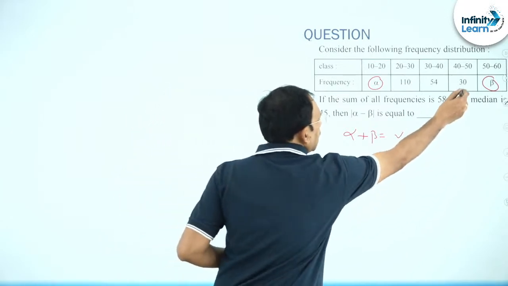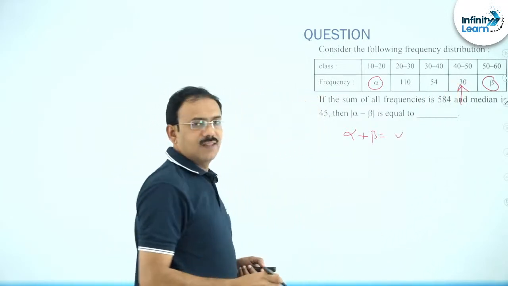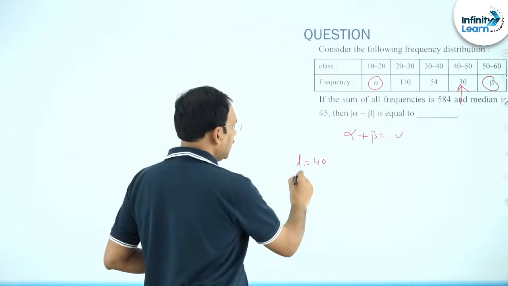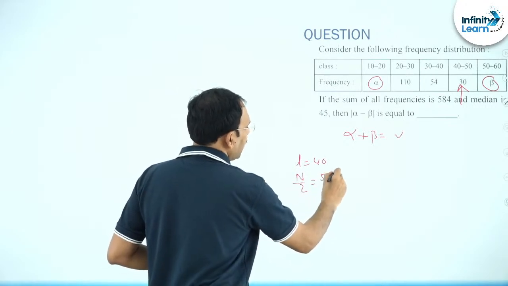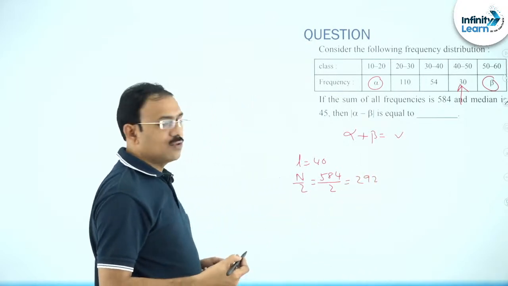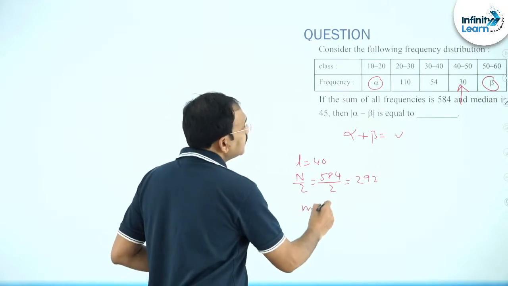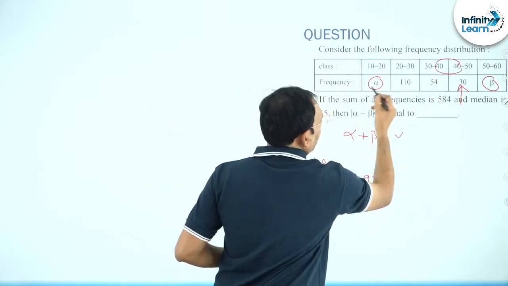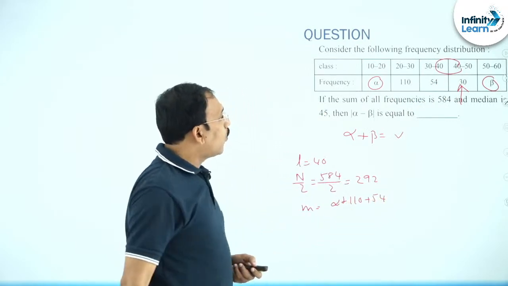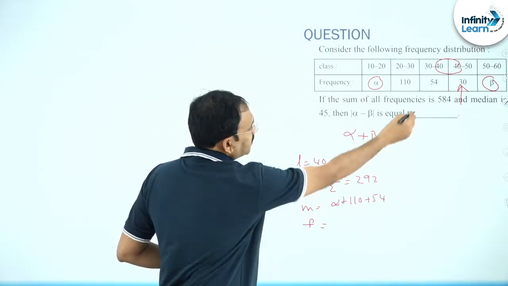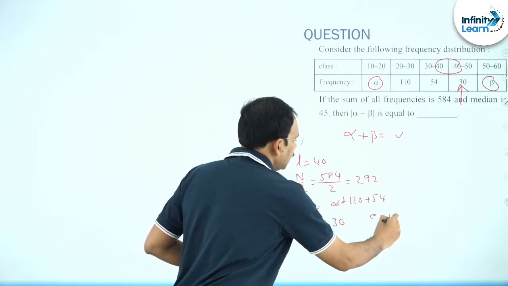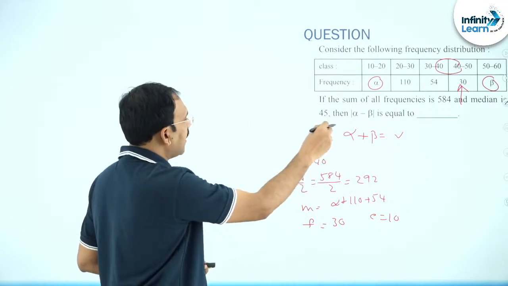Median 45 means your median class is here. So can you say L? L is nothing but 40. N by 2 is nothing but 584 by 2, which is 292. L is known, N by 2 is known. M, for this median class, is the sum of all these: alpha plus 110 plus 54. What is the frequency F? F, the frequency of the concerned class, is 30. C is anyhow 10. You know every data and median is given as 45.